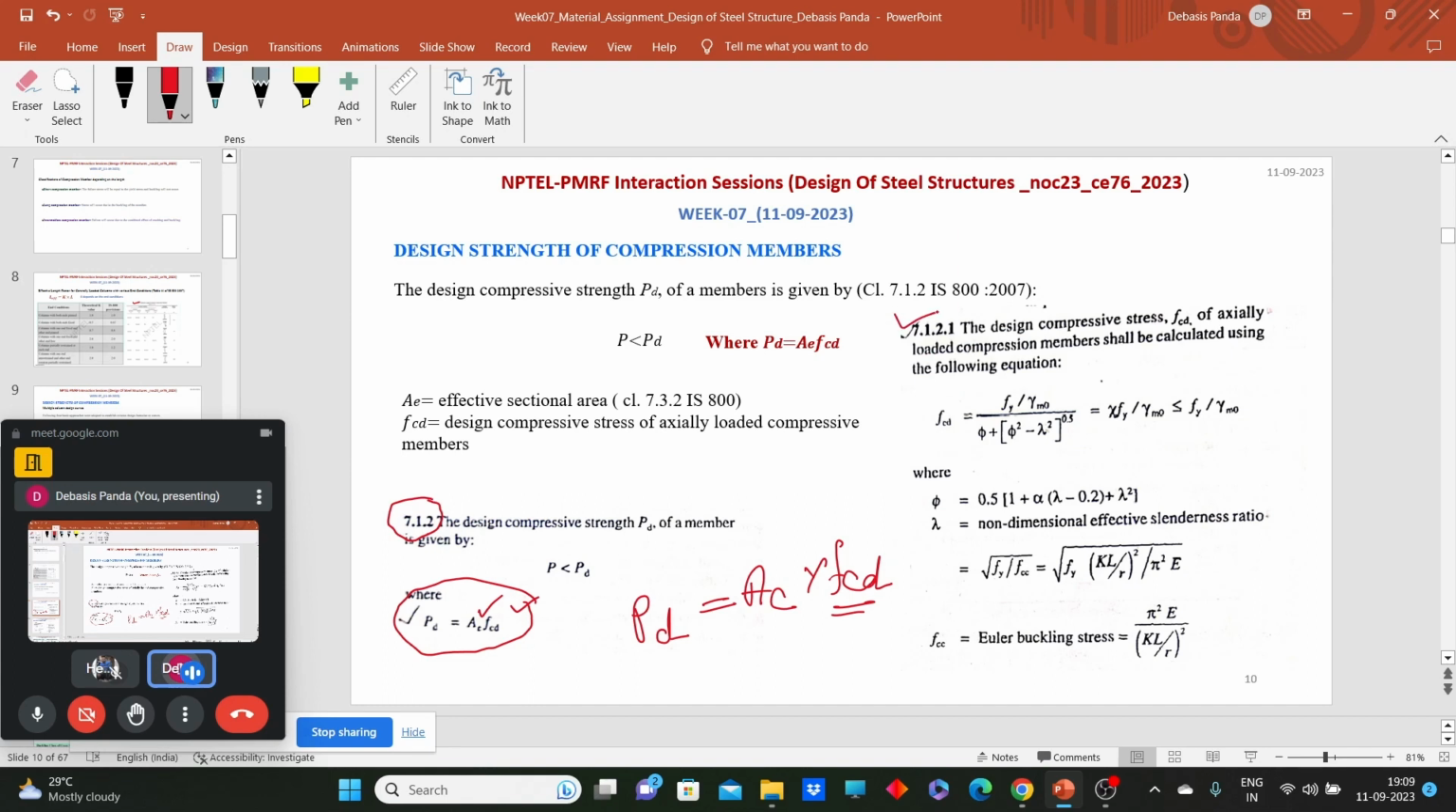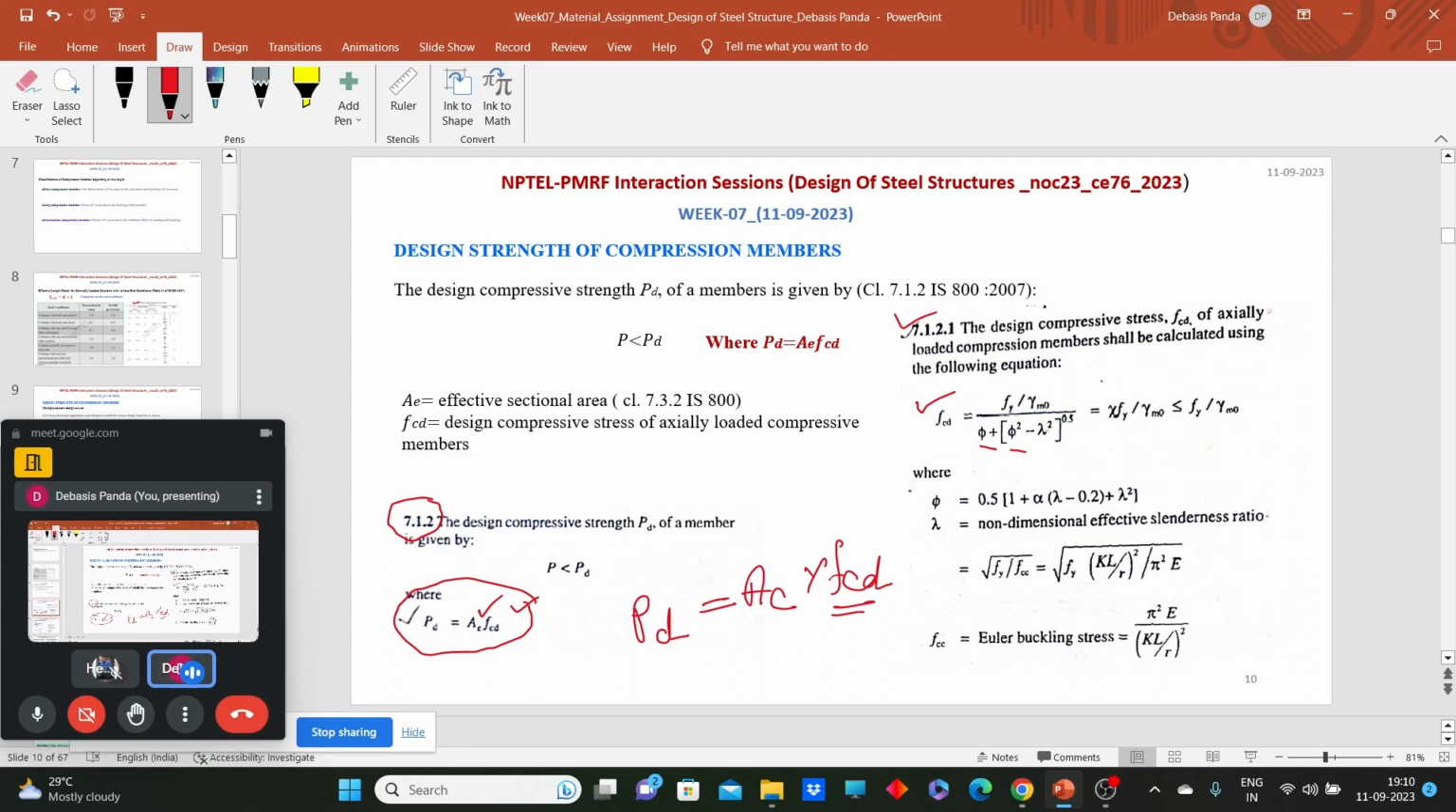So clause 7.1.2.1 gives the formula to calculate the value of FCD. How can we calculate the FCD value? The FCD value can be calculated by Fy by gamma m naught divided by phi plus the square root of phi square minus lambda square. Now what are those parameters? I will go one by one.